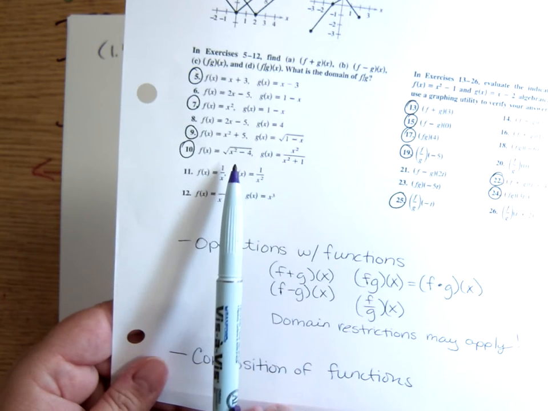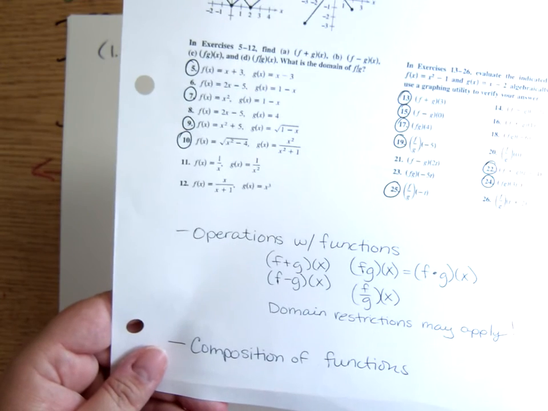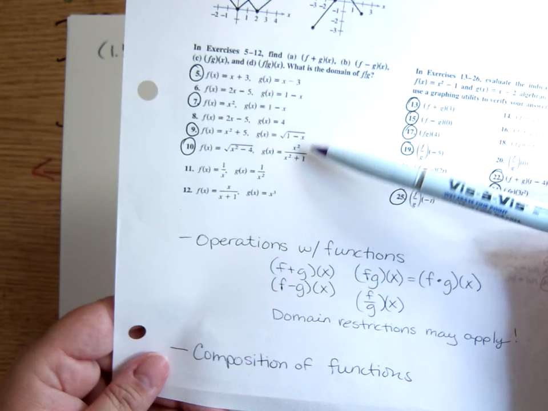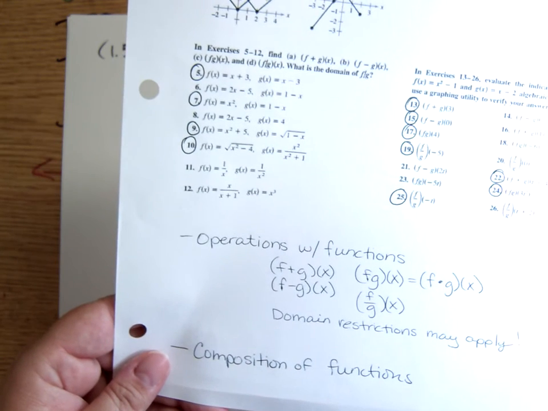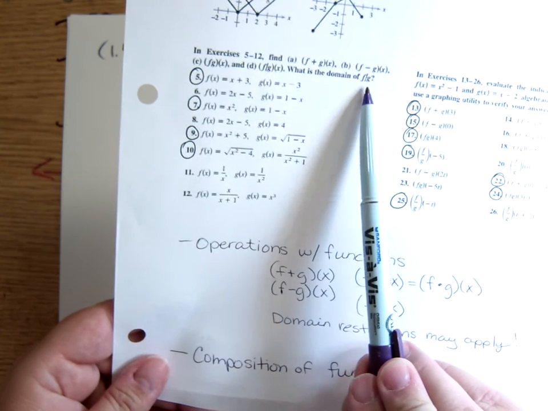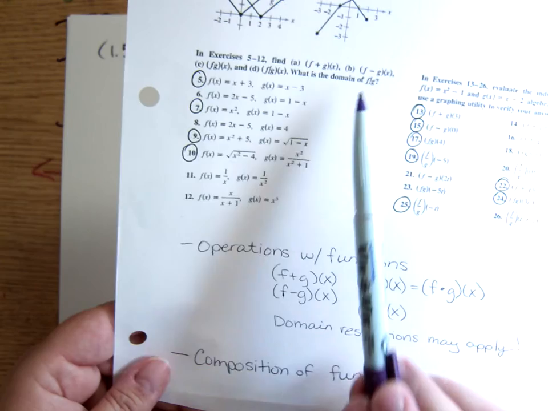We did one a lot like number 10. We did one a little bit like number 9, and that was by design. When we looked at the domains of those, we looked at the domains of the addition one, the subtraction one, the multiplication one, the division one. It's only asking you to do domain for the division. So that's a little quicker than what we were doing in class.